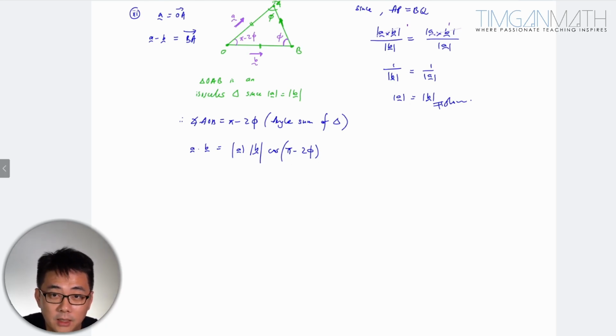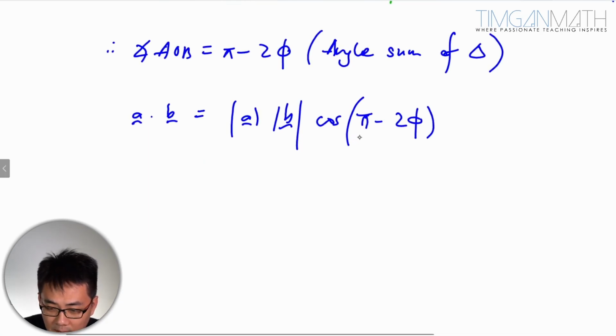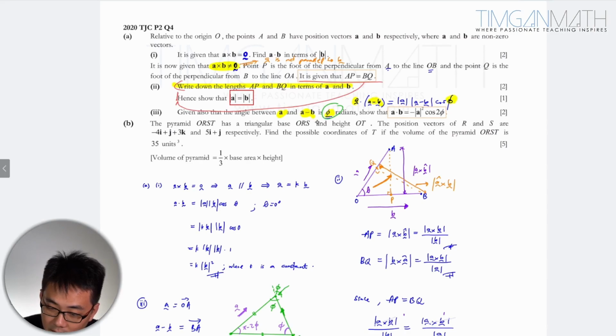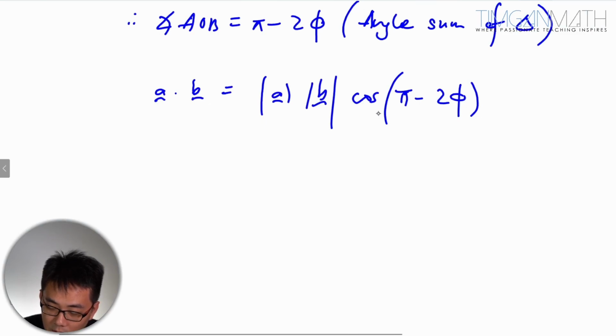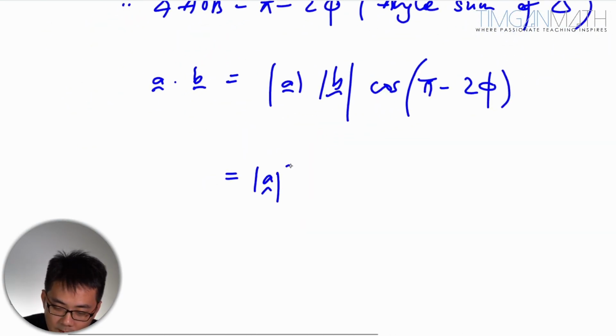Good. So cosine pi minus 2 phi would be in the second quadrant. So this will be negative cosine 2 phi. But if you do not know, you can just use the formula. Anyway, mod A is equals to mod B, so this will be mod A square.